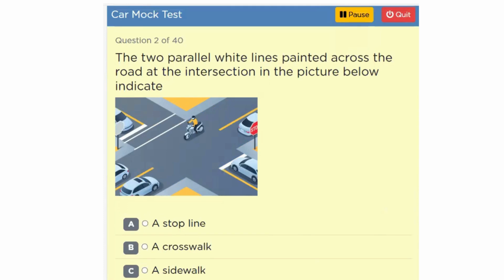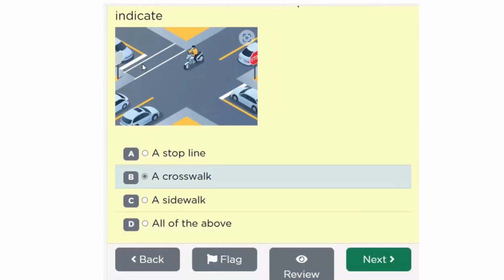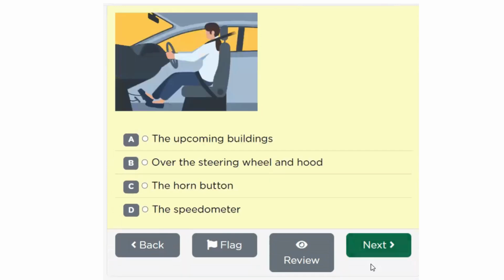The two parallel white lines painted across the road at the intersection in the picture below indicate these lines, right? Okay. A stop line. A crosswalk. It's a stop line, is, no, stop line is this one, I guess. And this is the crosswalk.